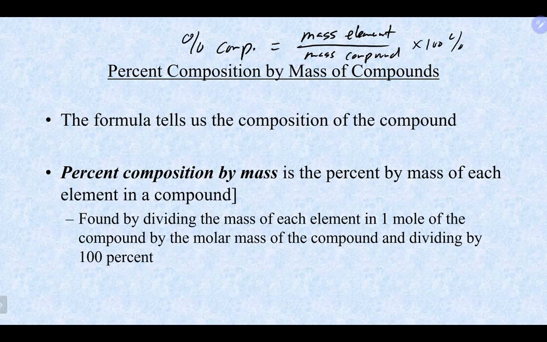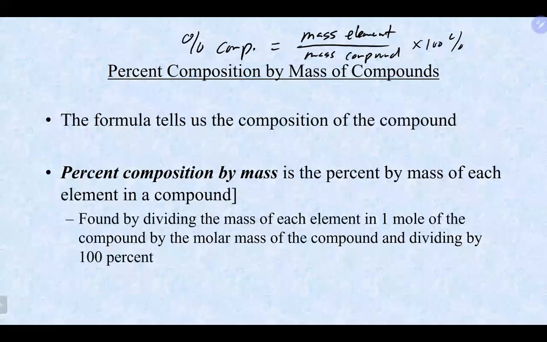Kind of similar to what we did with the hydrate the other day. You got the mass of the water part, right? Divided by the mass of the entire hydrate, and you times it by 100. So that is what you did there to find the percent composition of water in that hydrate. It's basically the same calculation. So let's take a look at one here.